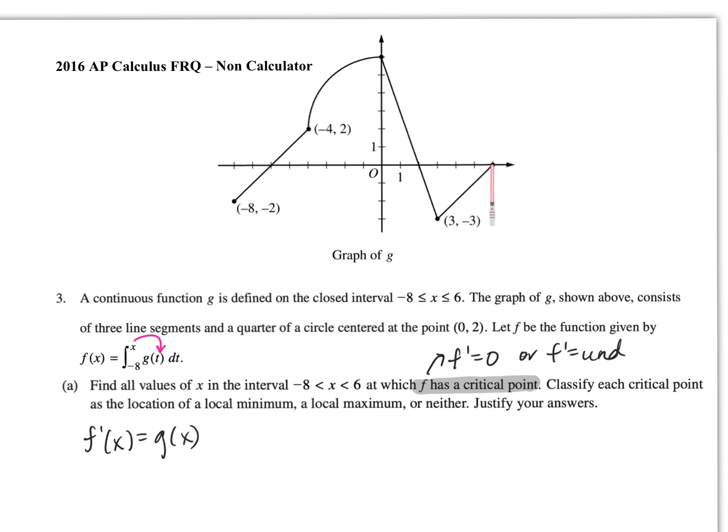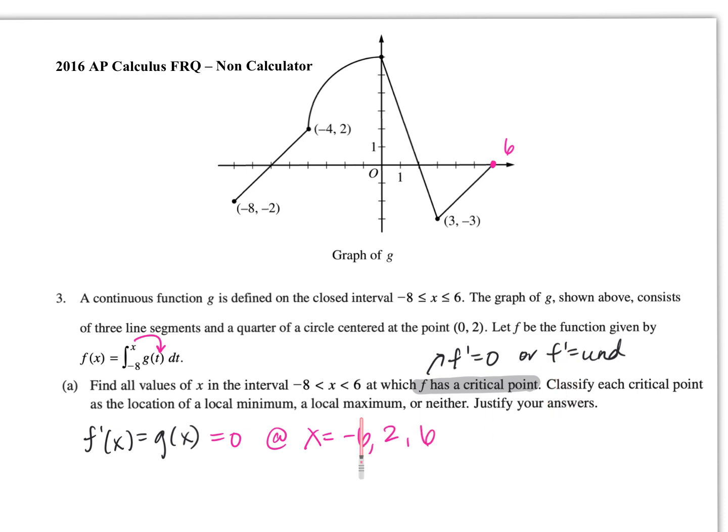If this is a graph of g, I see 3 times it equals 0. What are my 3 values? x equals -6. 2. And? Doesn't it equal 0 all the way at the end as well? 6. So those are my 3 critical points.